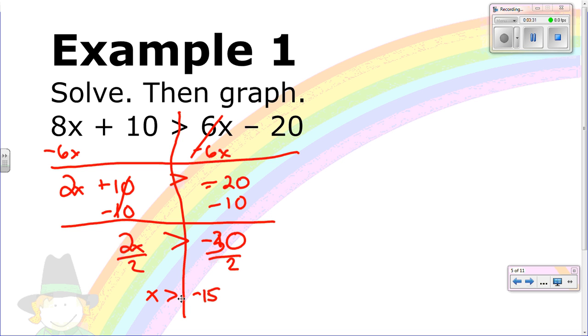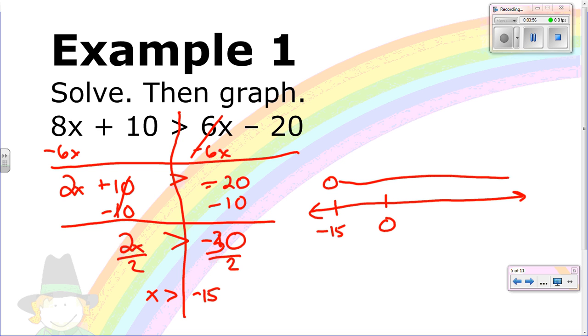Now remember, you don't flip the sign because we didn't divide by a negative. Even though it was a negative divided by a number, we did not divide by a negative. So your sign stays the same, or your inequality. When we graph it, it's 0, negative 15, open circle, and it's all the numbers greater than negative 15. So everything to the right. Fairly simple.